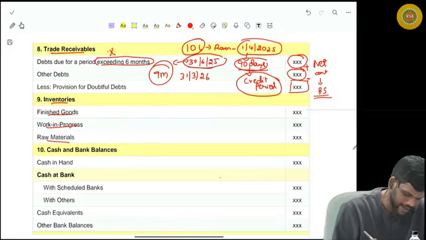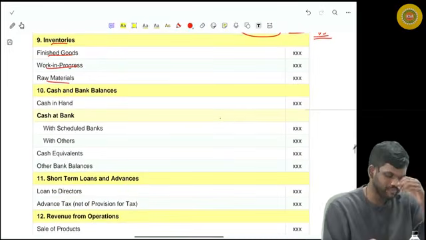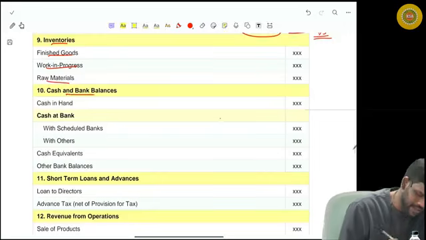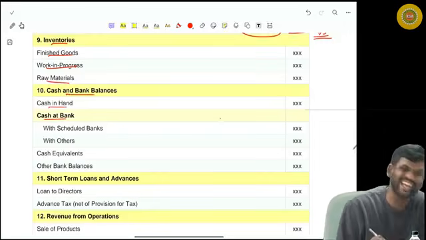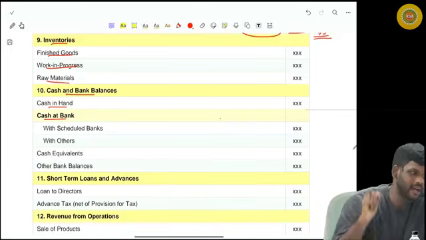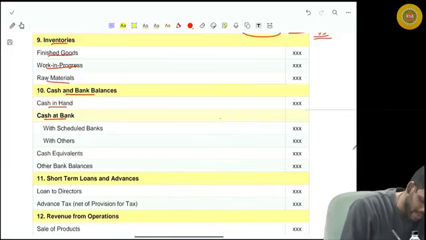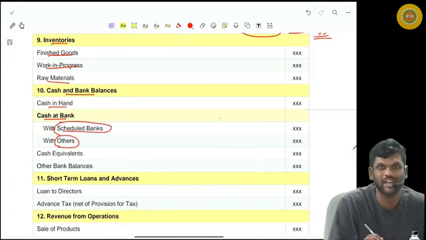Okay, and then inventories, you all know inventories, we have finished goods, work in progress, raw materials, all those should be shown separately. Now, important disclosure for cash and bank balances. Under cash and bank balances, we should show whatever cash we have in hand and whatever cash is there in bank. Whatever cash is there in bank, that needs to be split between how much is there with scheduled banks, how much is there with other banks.